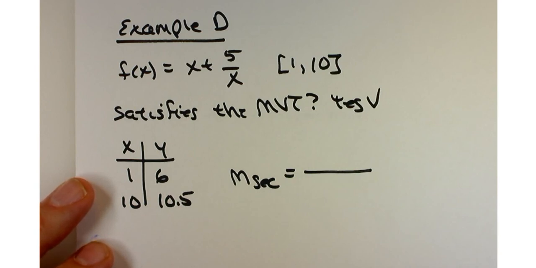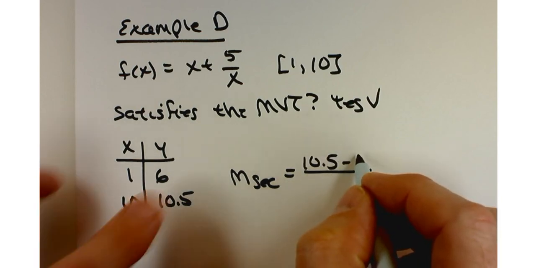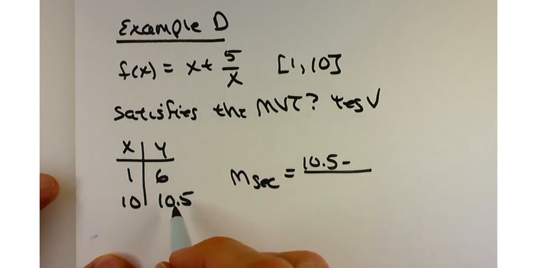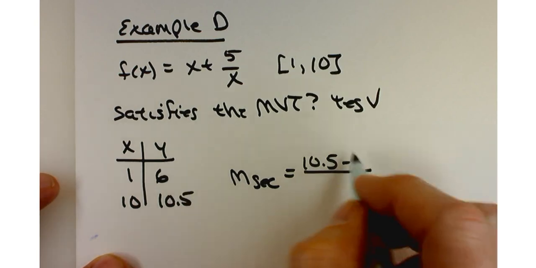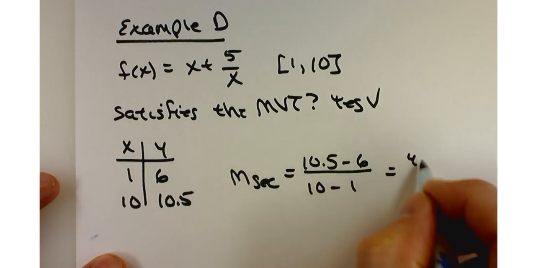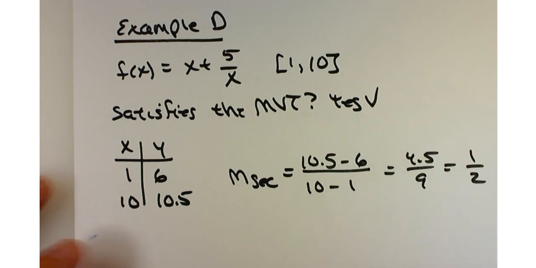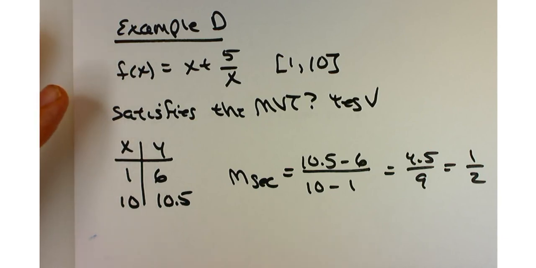f of 10 minus f of 1 over 10 minus 1. So it's the difference of the y's over the difference in the x's. So we get 4.5 over 9, which is 1/2. All right, so the slope of the secant line is 1/2. At some point, the slope of the tangent line has to match that. There's going to be some point in that interval where those two things coincide. So we'll see where that happens.